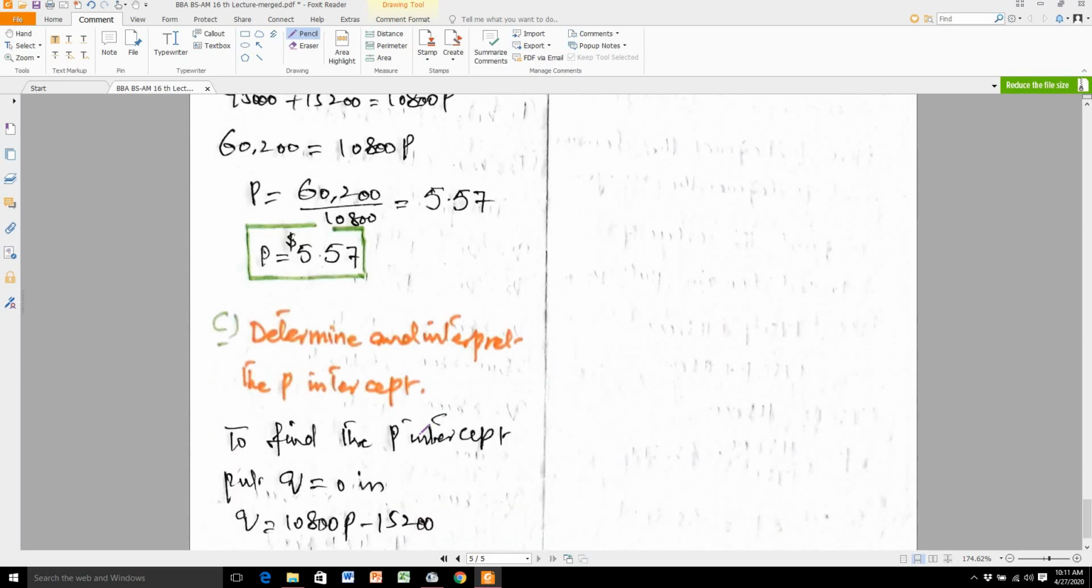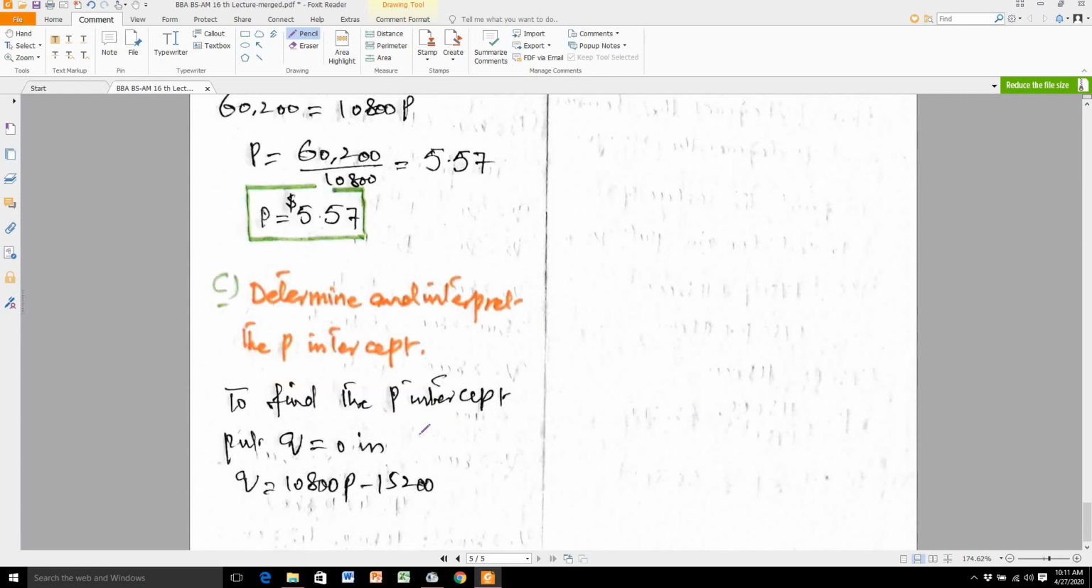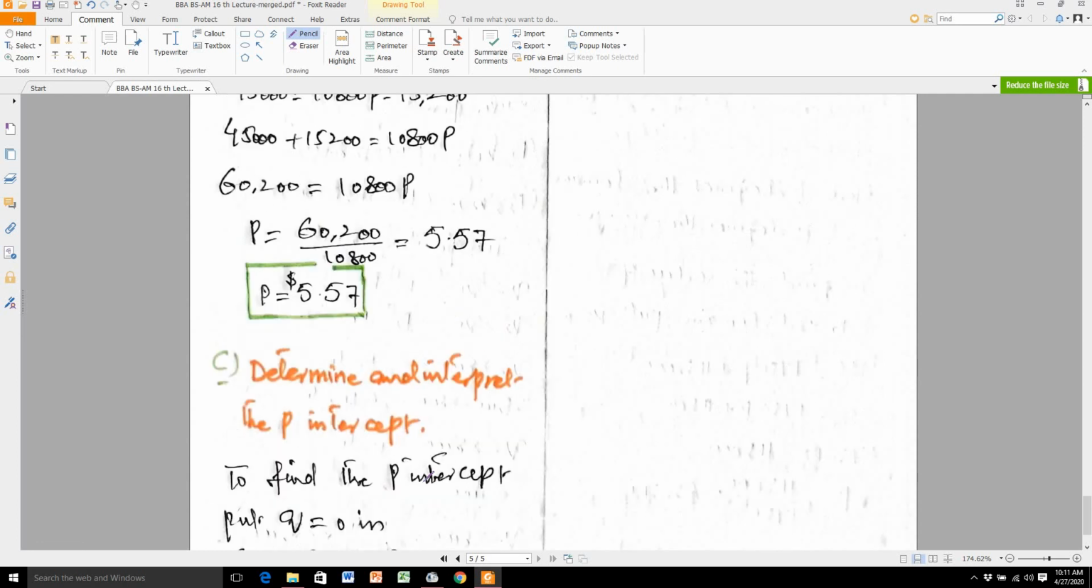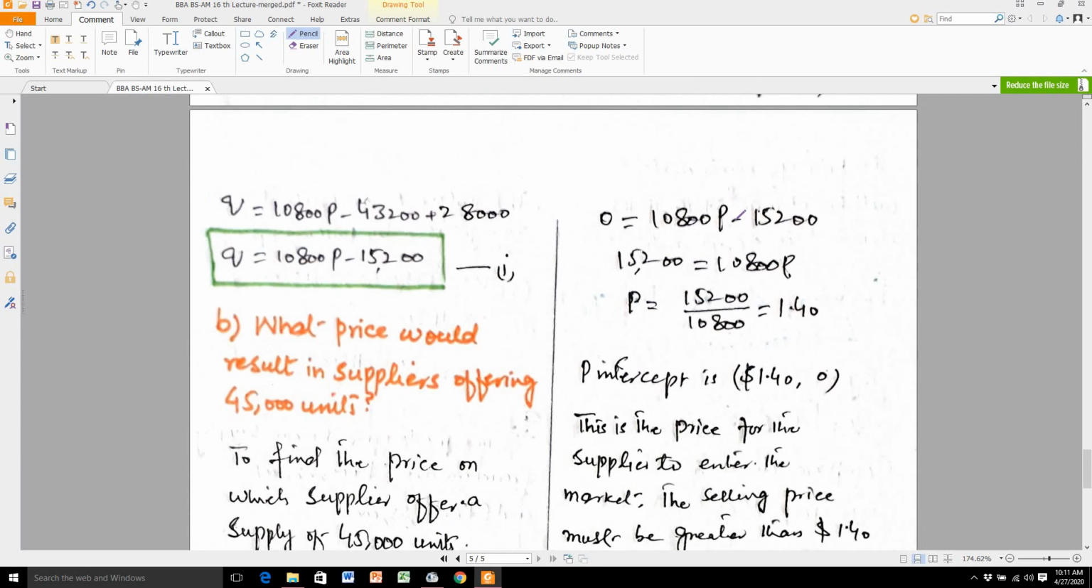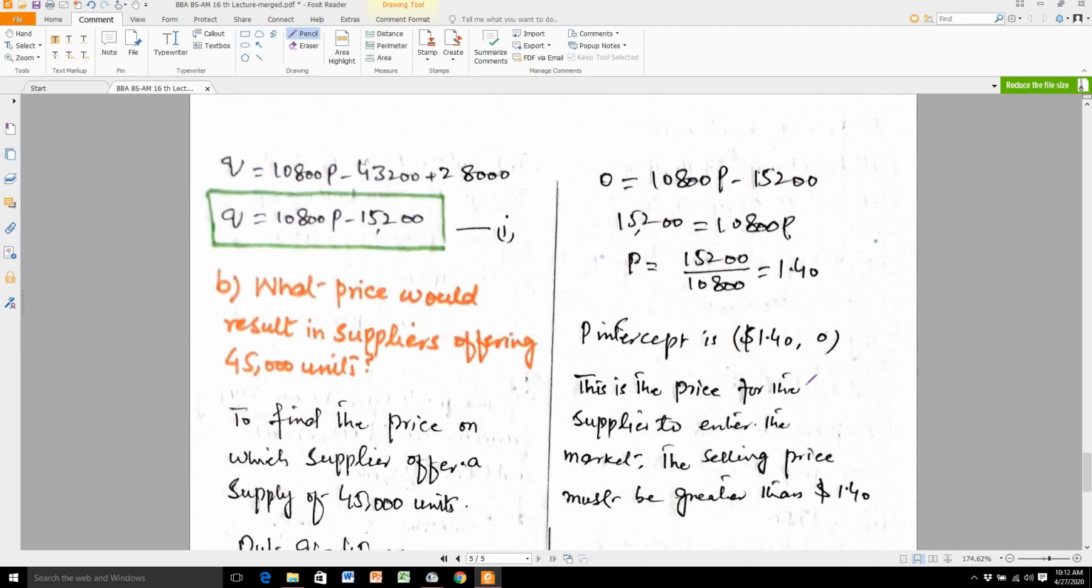So now in part C, determine and interpret the meaning of the P intercept. To find the P intercept, put Q is equal to 0 in Q is equal to 10,800 P minus 15,200, and you get 0 is equal to 10,800 P minus 15,200. When I take this 15,200 towards the left, it becomes positive. 15,200 is equal to 10,800 P. P is equal to 15,200 divided by 10,800, which is equal to 1.40. So the P intercept is $1.40 against Q is equal to 0.